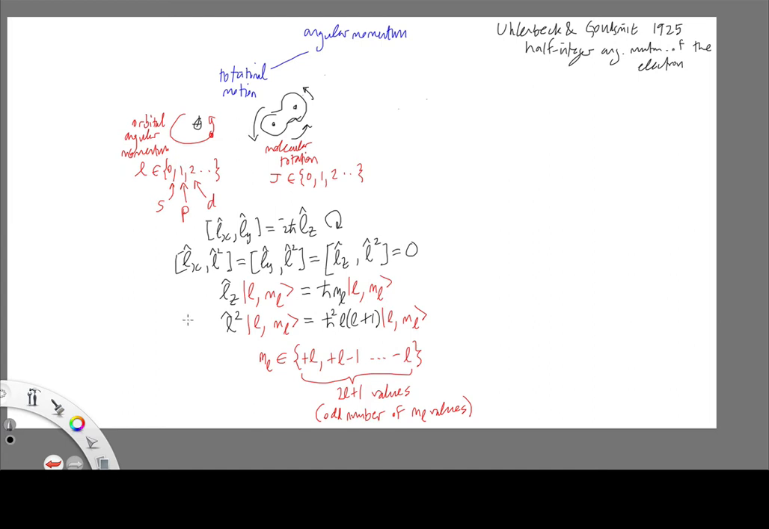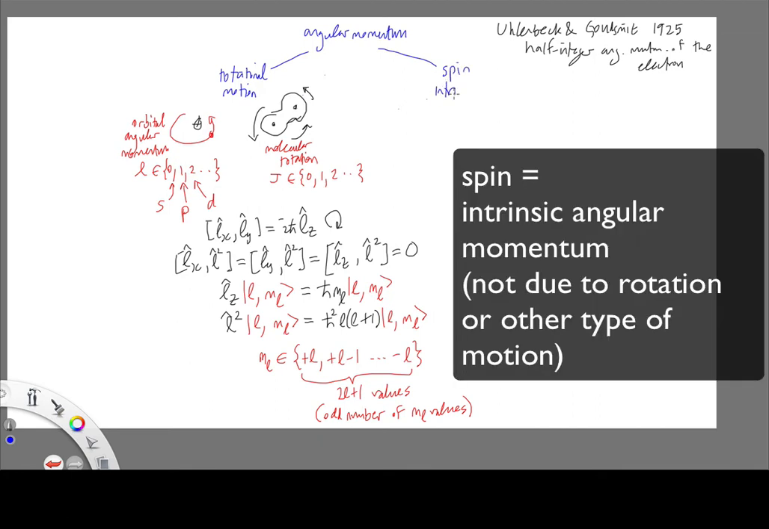It can be shown that half-integer angular momentum is not compatible with motion, physical motion. But later it turned out that this concept was correct, and there's another type of angular momentum which is displayed by fundamental particles, but not by macroscopic objects. And this type of angular momentum is now called spin, and it's intrinsic angular momentum.